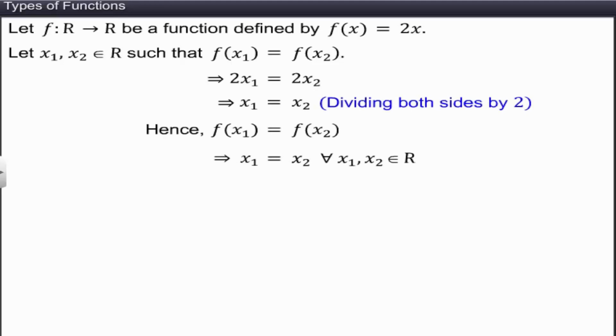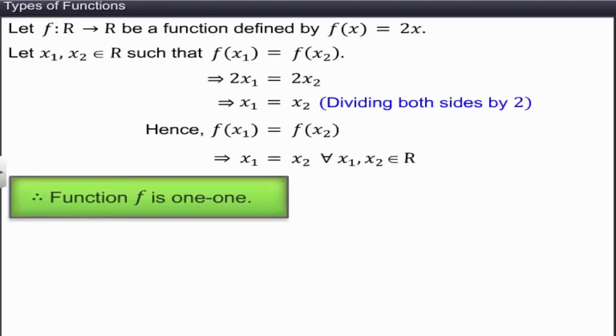Hence, for any 2 arbitrary elements x1 and x2 in the domain of f, f of x1 is equal to f of x2 implies x1 is equal to x2. Therefore, function f from R to R is 1-1.